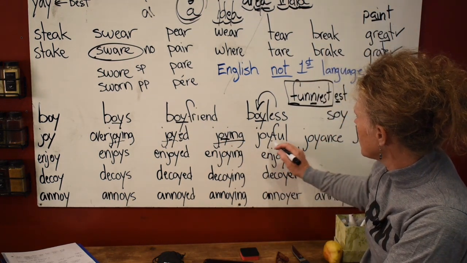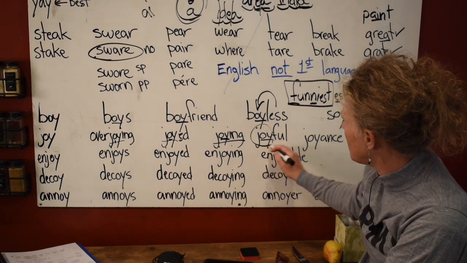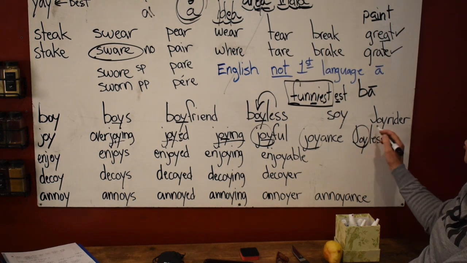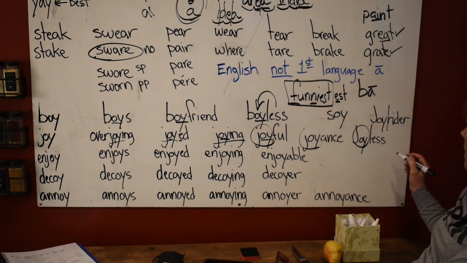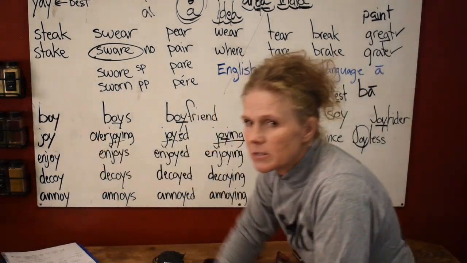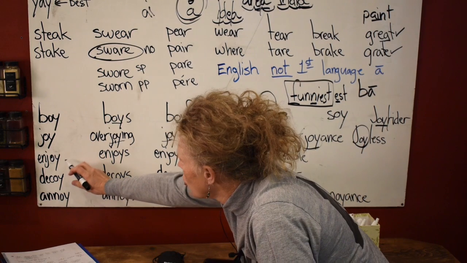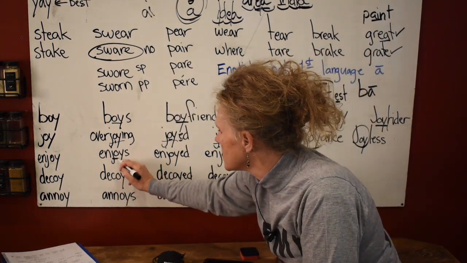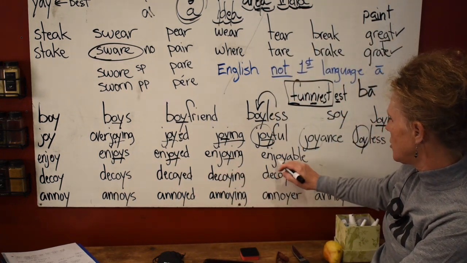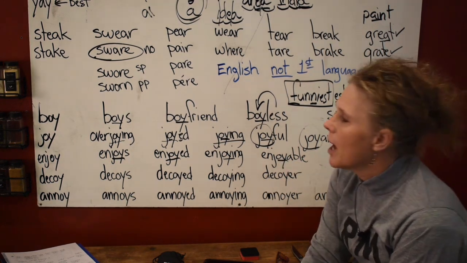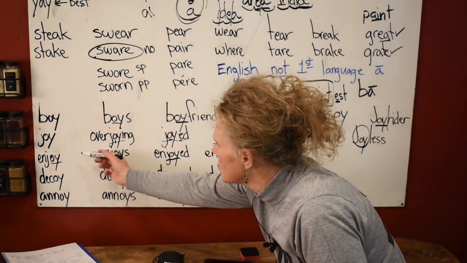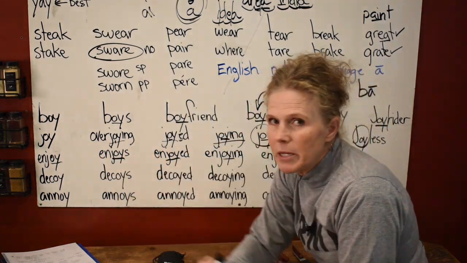Joying, joyful. Look, it's in the middle. That means you have a base word. Joyance, base word. Joyless, base word. Joyrider, look, this is a compound word. It's in the middle of a word, but it's still at the very end of its base word. Okay? Enjoy, enjoys. See? Enjoyed, enjoying, enjoyable. It's in the middle of a word, but because it's at the end of its base word, you are not changing that Y. It's going to be in the middle.